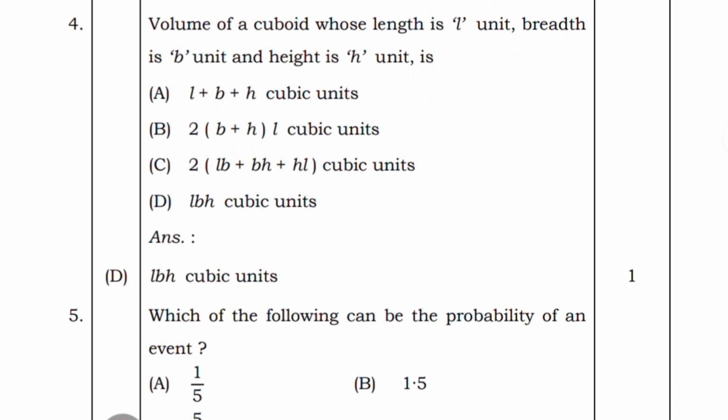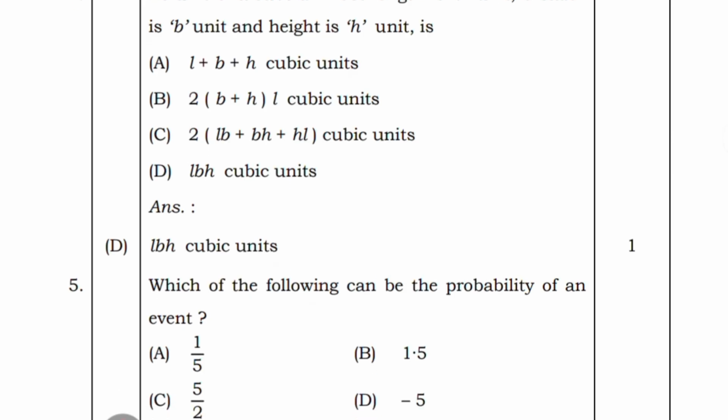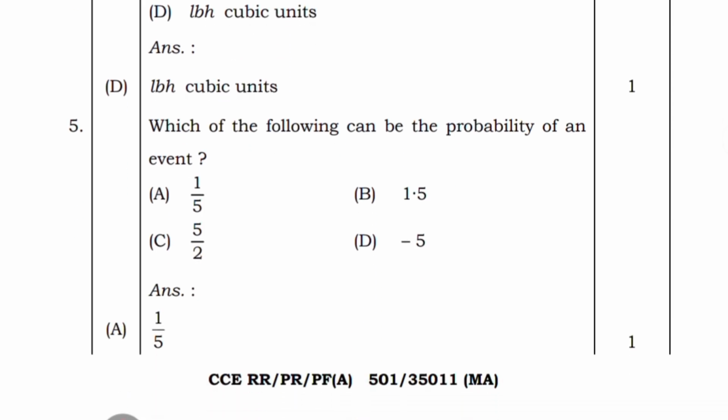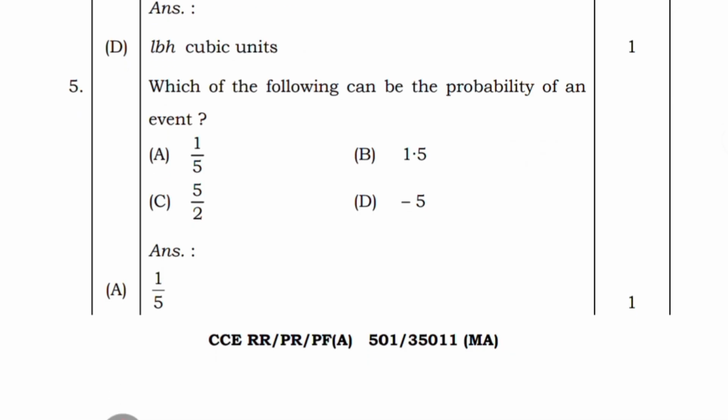Coming to the fourth question, the volume of a cuboid whose length is L unit, breadth is B unit, and height is H unit is LBH cubic units. That is option number D. Coming to the fifth question, which of the following can be the probability of an event? Here, option A is correct, 1/5, because option C is wrong and options B and D are directly wrong.